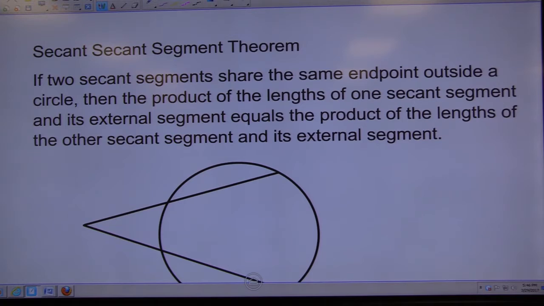What it says is, I'll go ahead and read it. This is kind of a mouthful. Hopefully it makes sense when I read this. If two secant segments share the same endpoint outside a circle, then the product of the lengths of one secant segment and its external segment equals the product of the lengths of the other secant segment and its external segment. I know that's a lot to try to comprehend, but just try to fill in the blanks, and I'll give you an easy way to remember this.